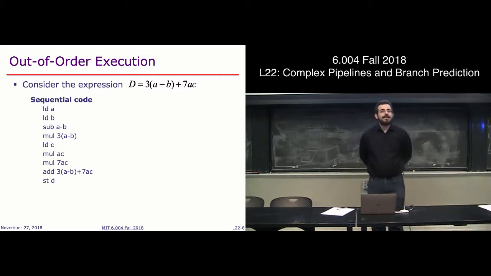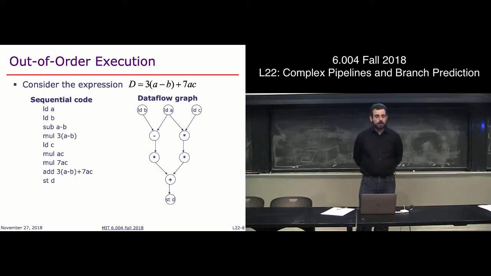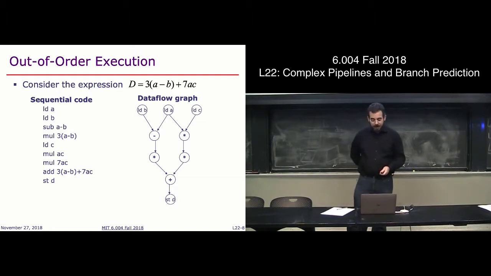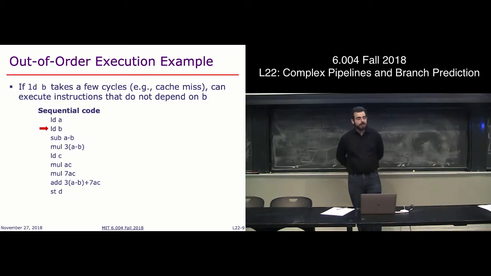But not every instruction here depends on the result of previous instructions. So instead, we can represent this computation as what we call a data flow graph. In a data flow graph, nodes or vertices represent computations or operations, and edges between the vertices represent input or output data flowing between these operations. Here you can see that we can load B, A, and C, and then this minus operation takes B and A as input, and so on. By expressing things as a data flow graph, you can see that not everything is dependent. In fact, if you have a stall in this load B instruction, you could actually run instructions down below, load C, multiply AC, multiply 7AC, that don't depend on B.